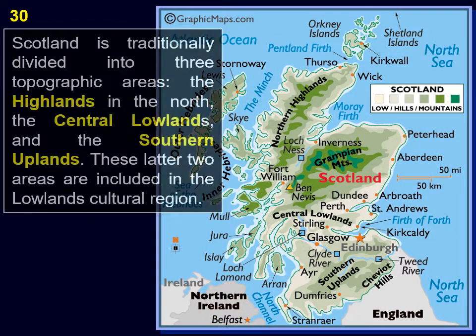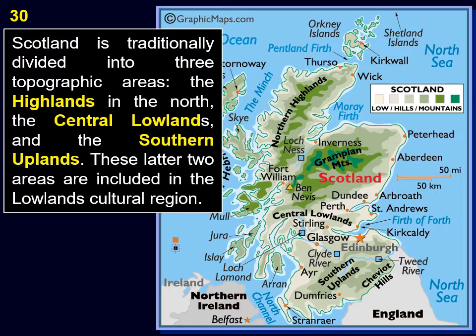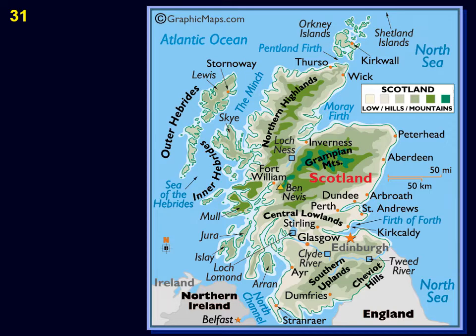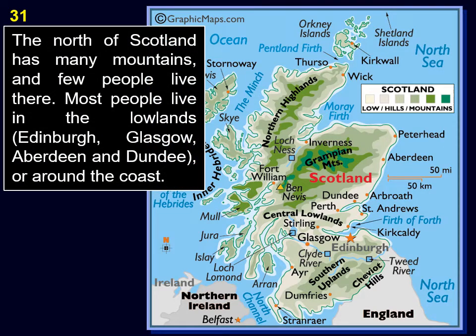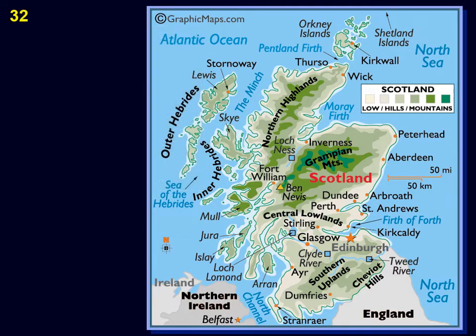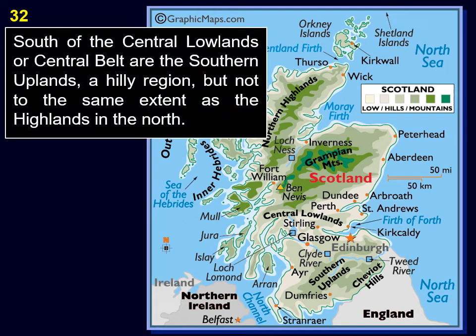Scotland is traditionally divided into three topographic areas: the Highlands in the north, the Central Lowlands, and the Southern Uplands. These latter two areas are included in the Lowlands Cultural Region. The north of Scotland has many mountains, and few people live there. Most people live in the Lowlands, Edinburgh, Glasgow, Aberdeen and Dundee, or around the coast. South of the Central Lowlands or Central Belt are the Southern Uplands, a hilly region, but not to the same extent as the Highlands in the north.